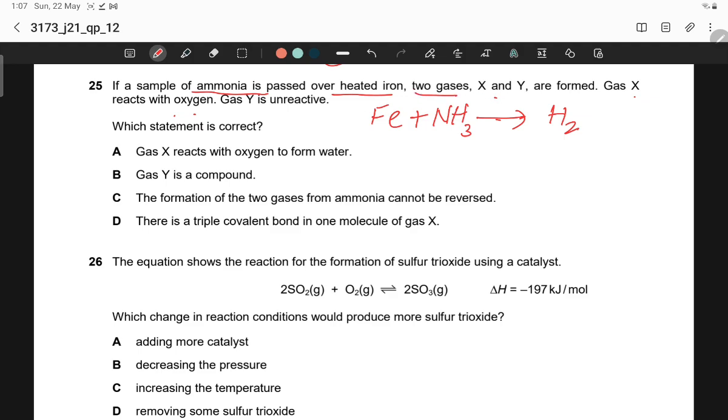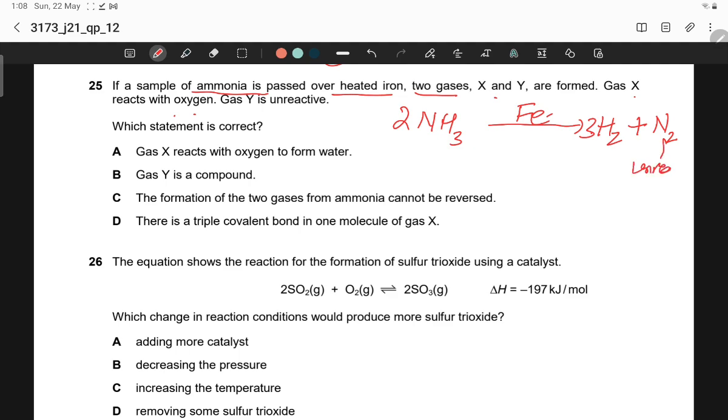Two gases X and Y are produced. Ammonia is heated over iron to form two gases X and Y. Gas X reacts with oxygen, this is hydrogen plus nitrogen. Gas Y is unreactive. So this is the unreactive gas, and this hydrogen reacts with oxygen to form water.